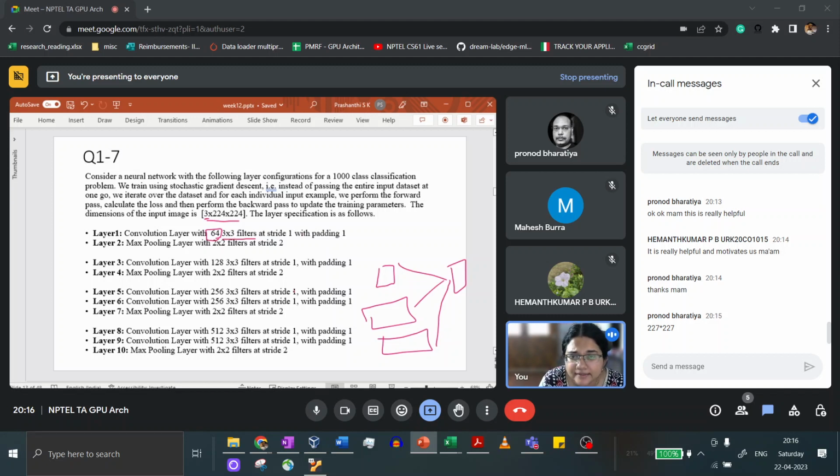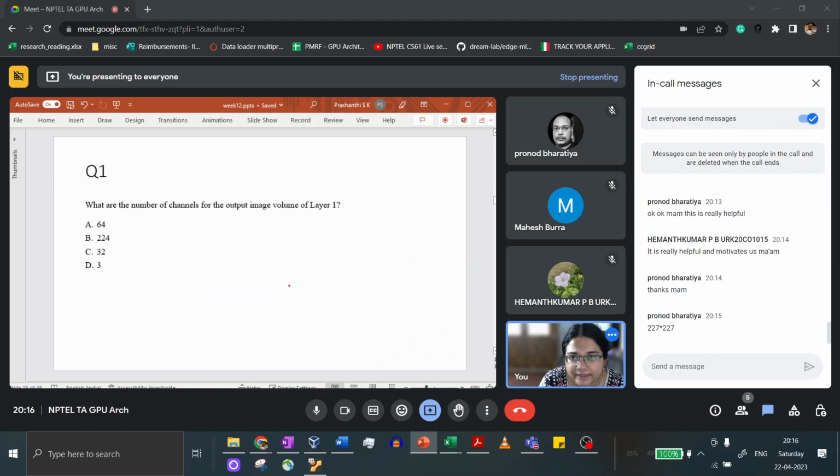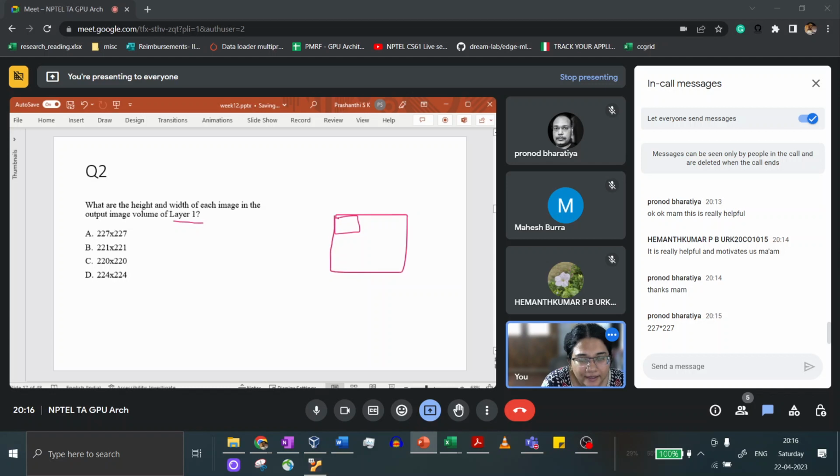Okay, we have one answer saying 227 cross 227. I'll pause for another 30 seconds to see if anyone else has an answer. Again, this wasn't discussed in class directly maybe, but think about it. How does a kernel slide over the entire image? And depending on that sliding, what is the final output dimension that you get? That is basically the question.